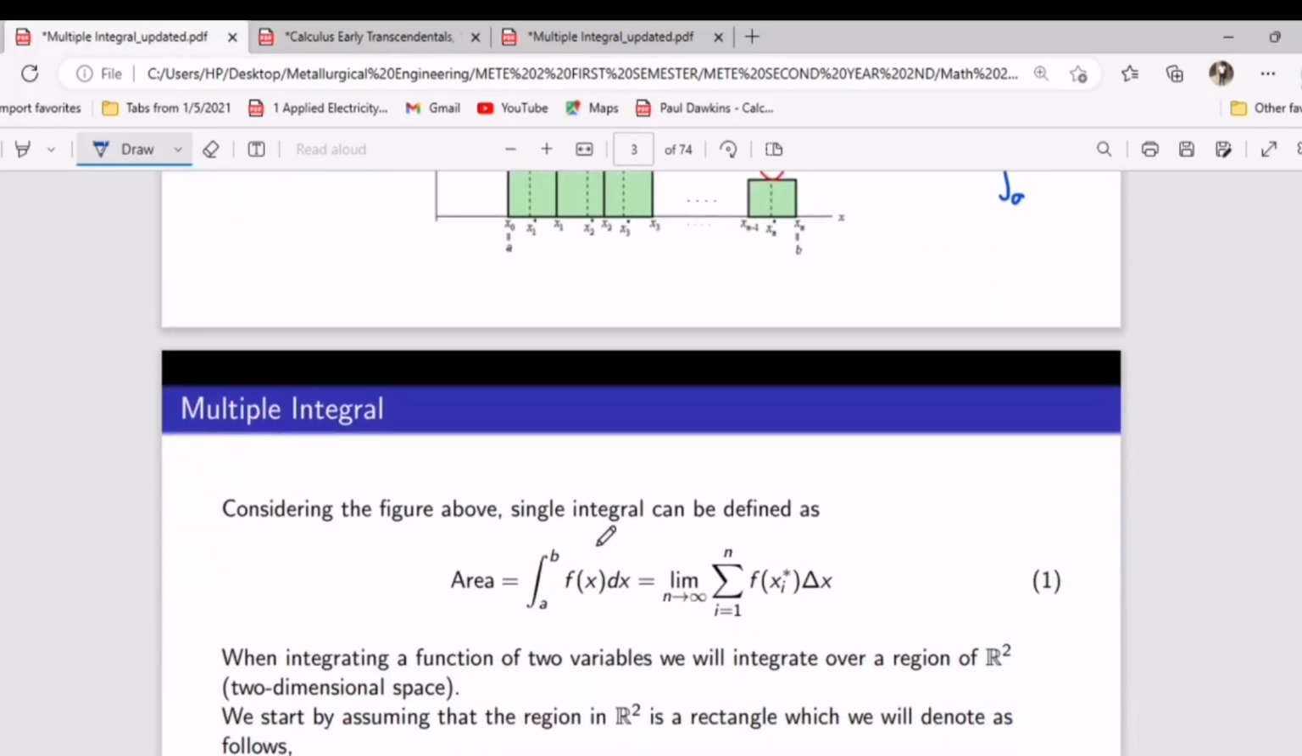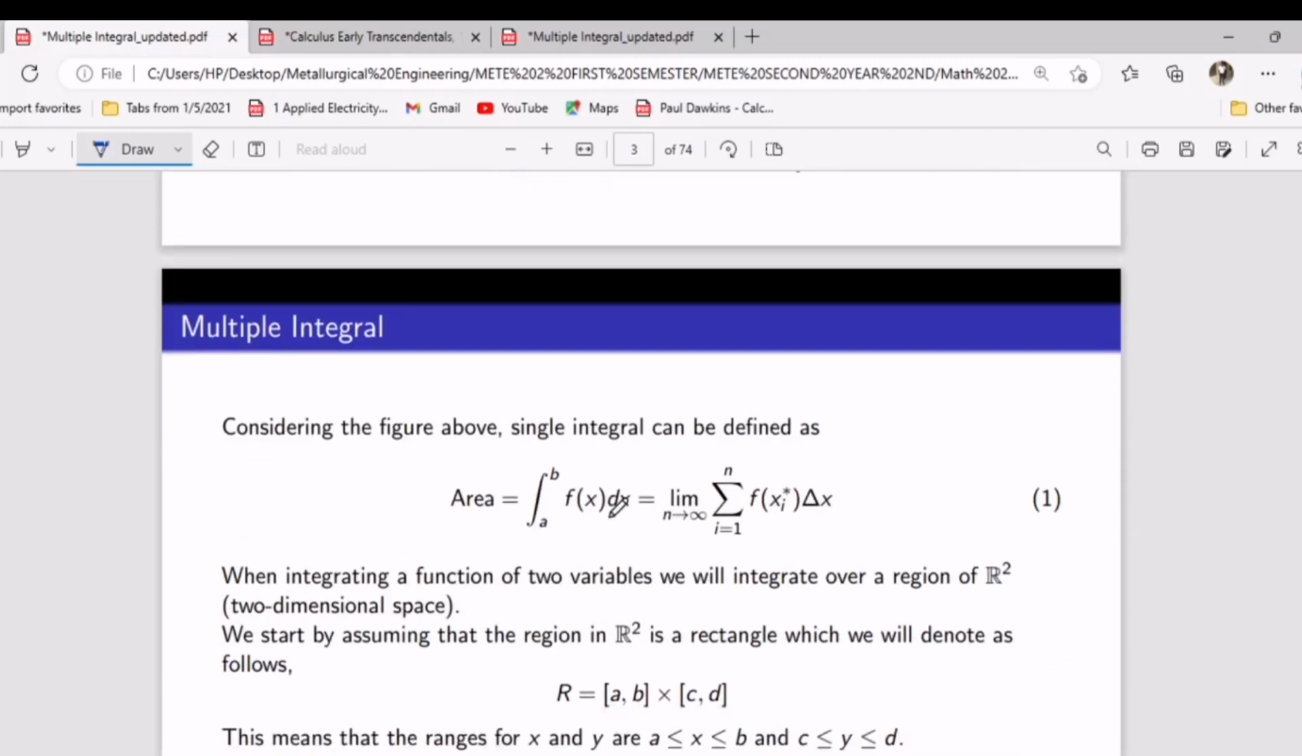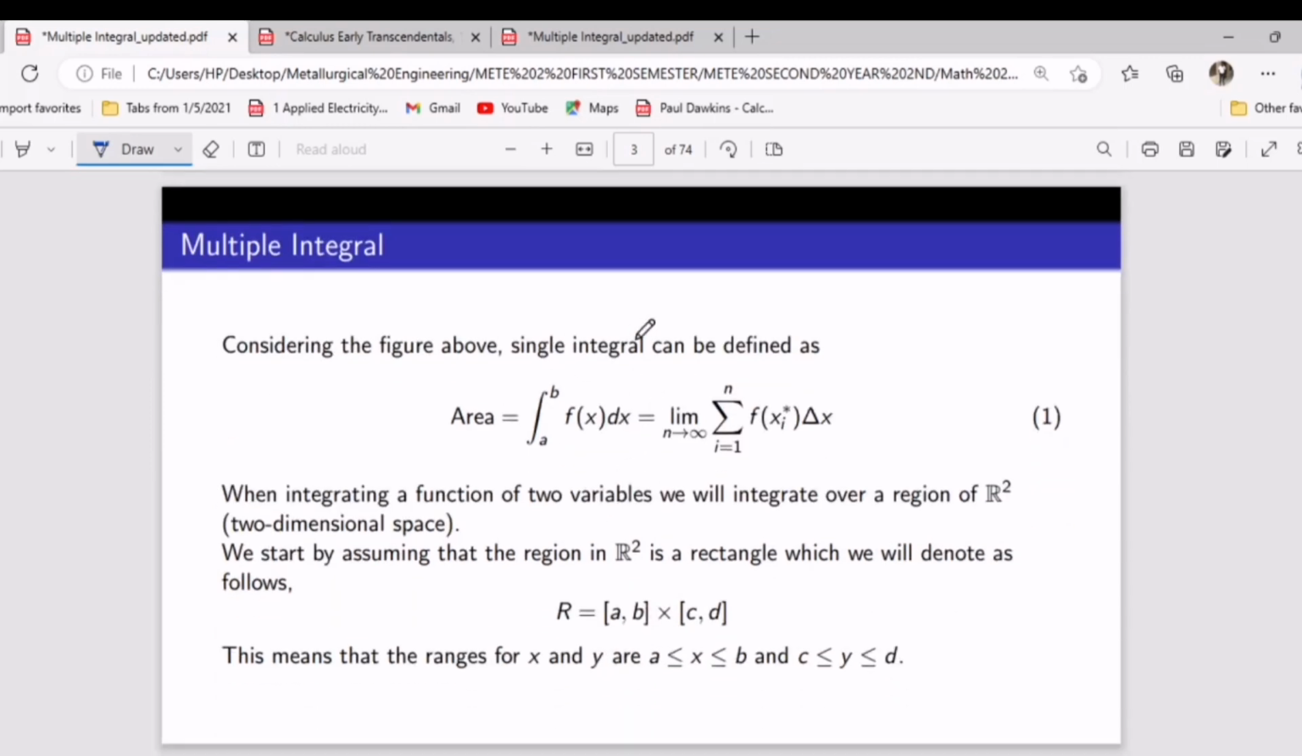So in this case, let's move down to show you what I was trying to explain. Considering the figure above, a single integral can be defined as I explained: the area is equal to the integral from a to b of f of x dx. The a and b are the intervals given to you, and the function is f of x. So in this case, you are first going to integrate the function f of x, then put in the intervals, then solve it very simply. This is for area.